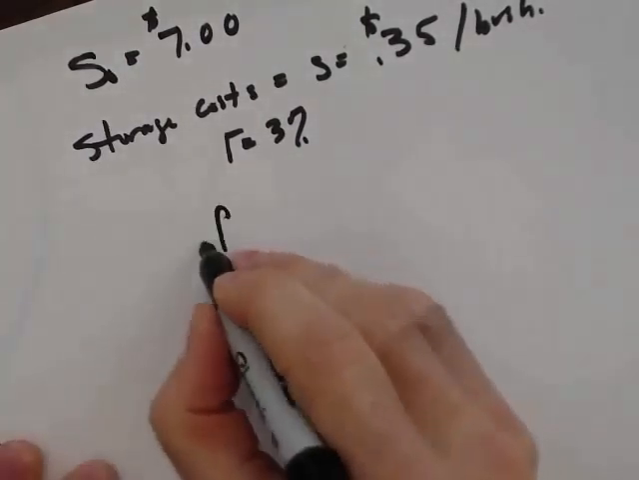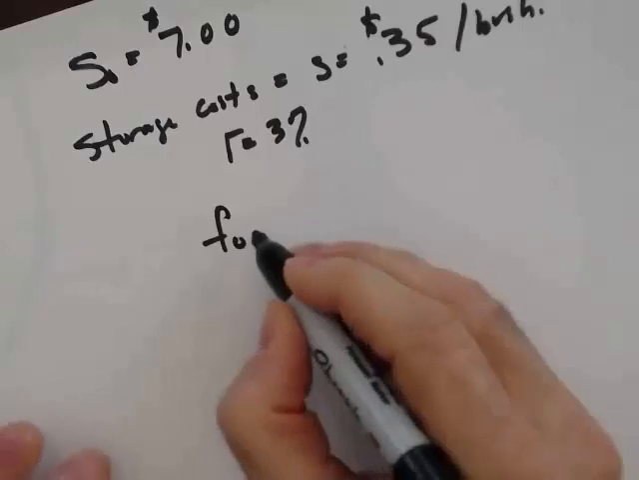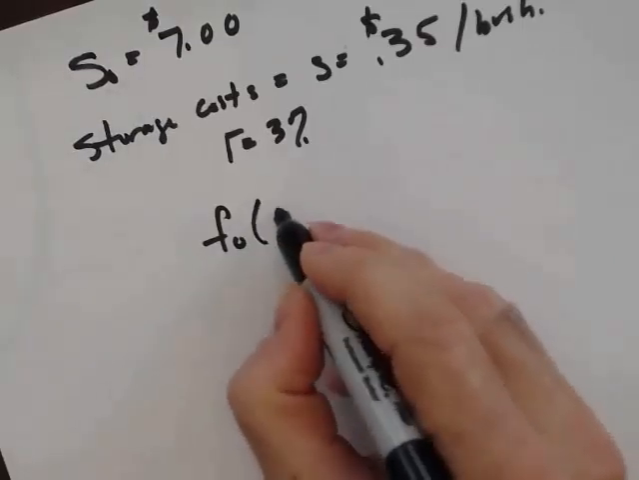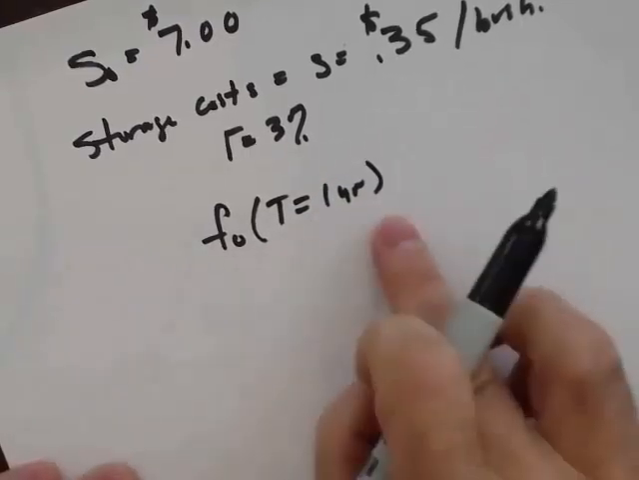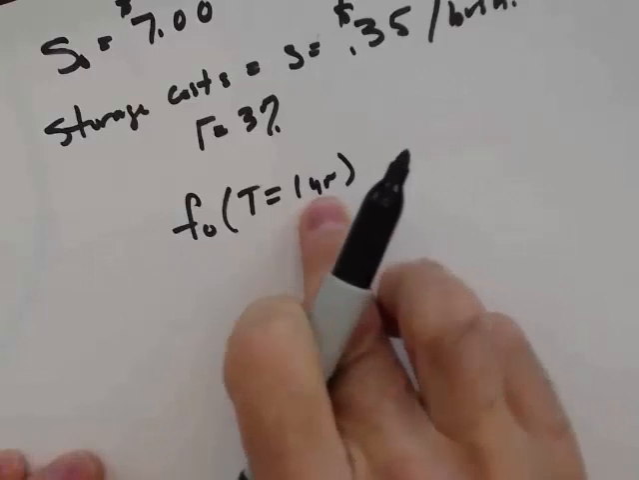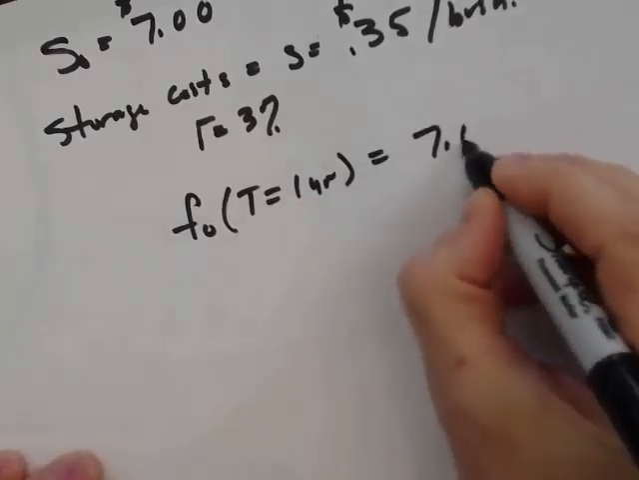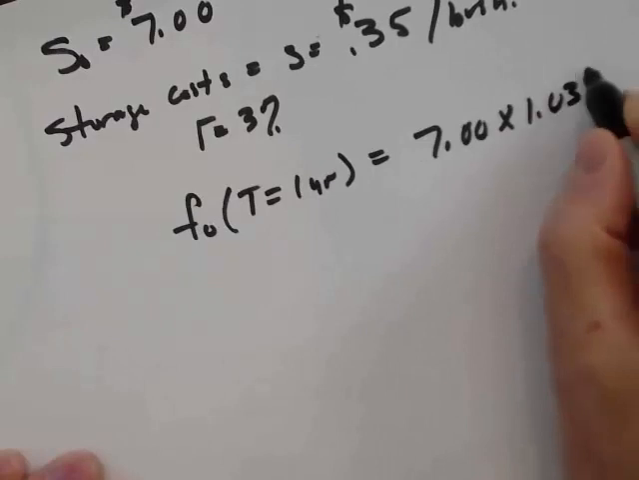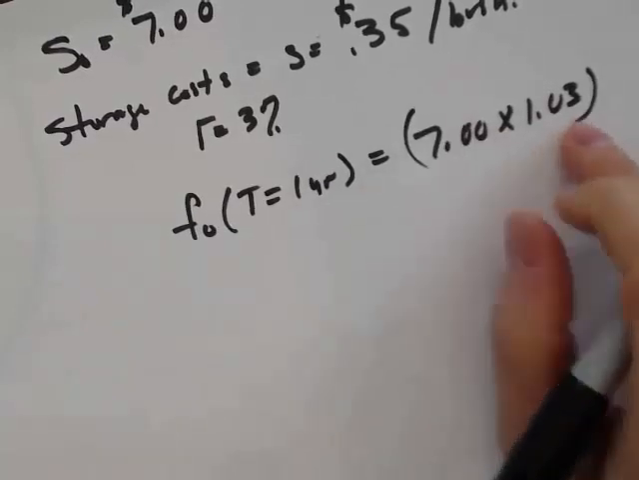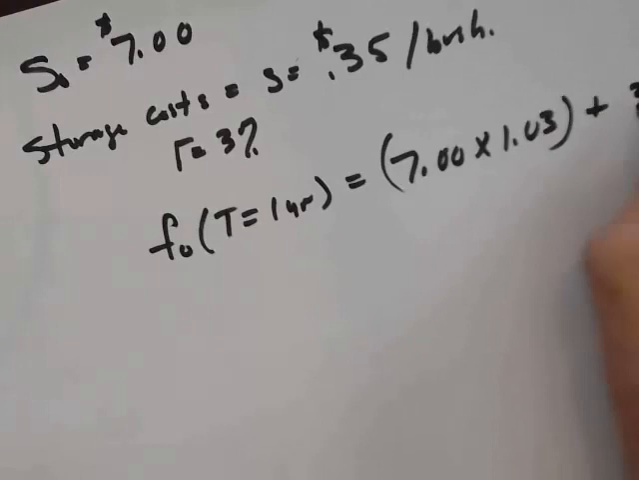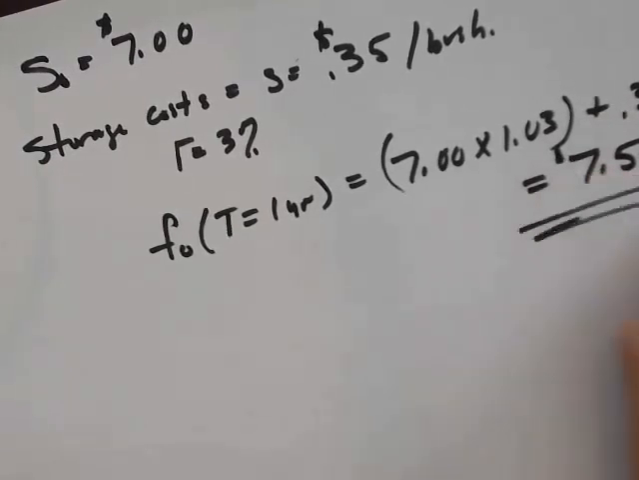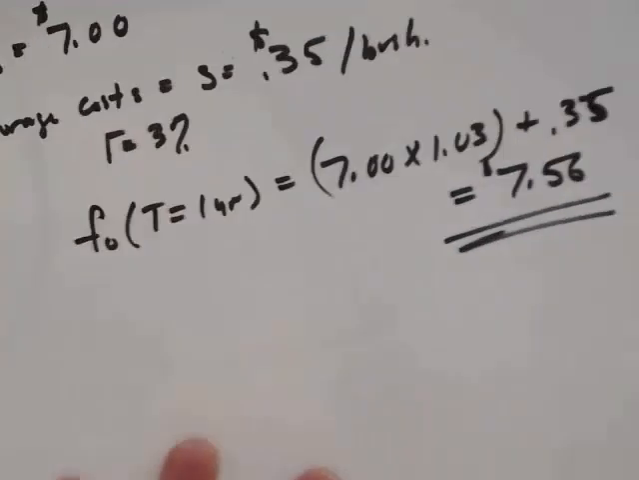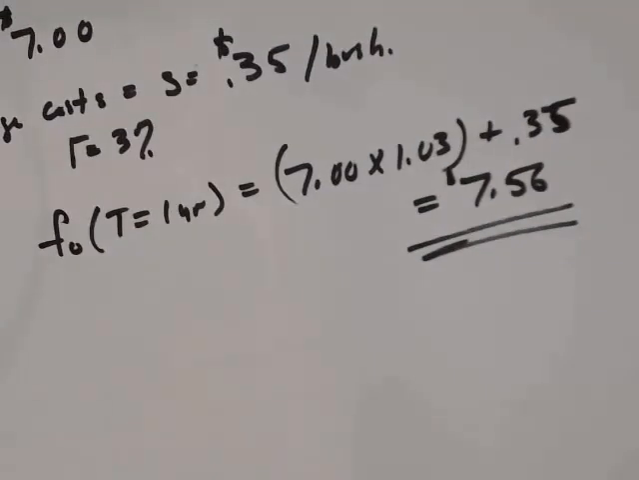The 1 year futures price should be, okay, for 1 year, T equals 1 year. So it expires, just another way of writing that out, just to be clear that T is 1 year. It's going to be the $7 times 1 plus the 3%, right, plus the 35 cents, and that is $7.56. So when you start adding costs, the futures price here for no arbitrage opportunities would be $7.56. Okay.